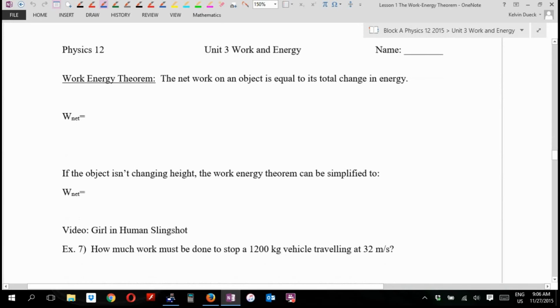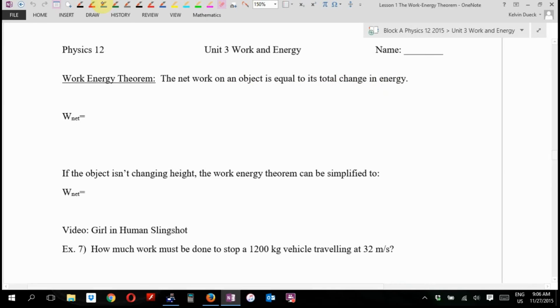This brings us to the work energy theorem. This brings us to the definition of work that we're going to use way more. So I've already said work is force times distance. I've already said work is the area under a force versus distance graph. But there's a third, much better definition, and it asks, how can you calculate the work that you're doing on an object? And it says this: the net work on an object is equal to its total change in energy.